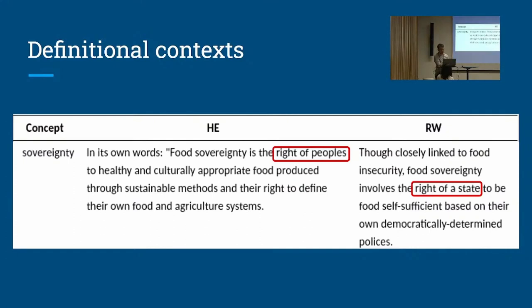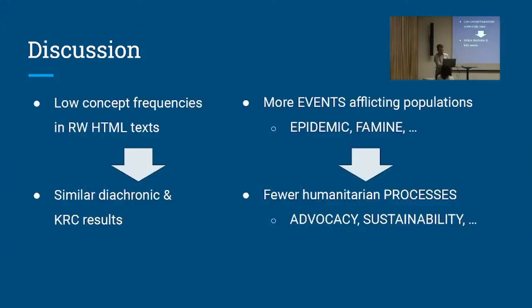So for example, here's a definition of sovereignty, and because sovereignty is a pretty stable concept, we all more or less know what it is, the definitions are actually for food sovereignty. So here, food sovereignty in the HE corpus is considered part of a right of the people, and in ReliefWeb is a right of the state. So there's certainly juicy information there for us to look at.